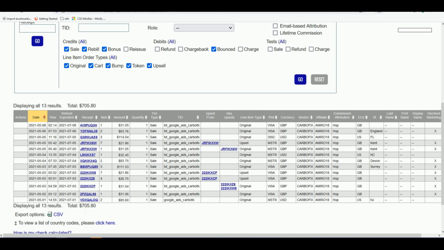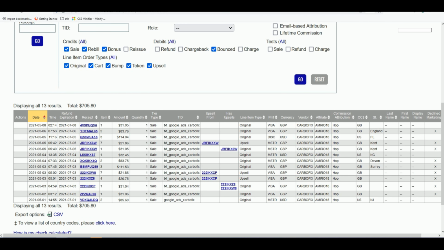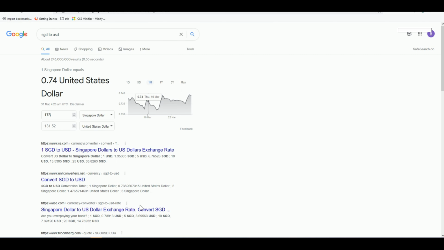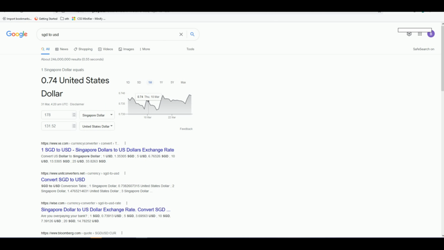So it resulted in 705.80. If we calculate that, earlier I showed you the total spent was 132. So the total gross sales was 705, minus 132, so we got around 573. But that's not it. I'll show you, so that in this video we are all transparent.